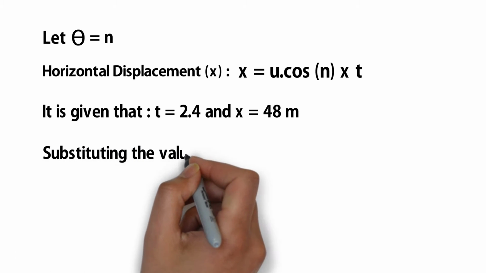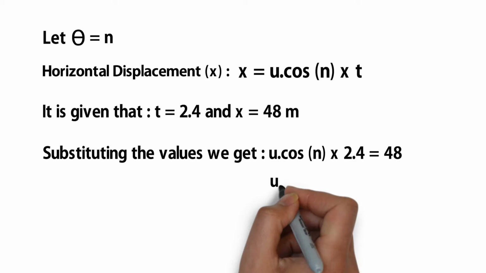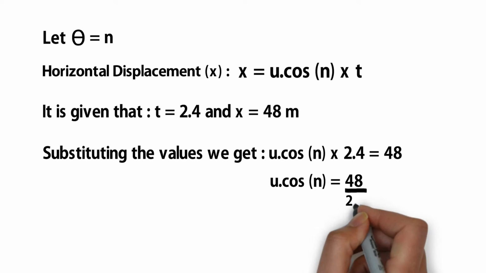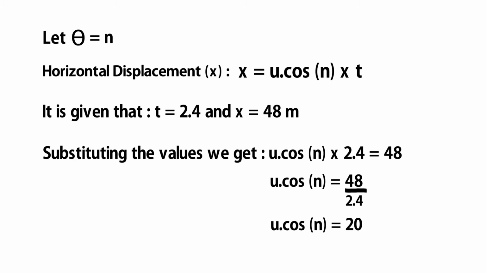Substituting the values, we get u cos n into 2.4 is equal to 48. Simplifying this, you should be getting u cos n is equal to 20. Let's call this the first equation.